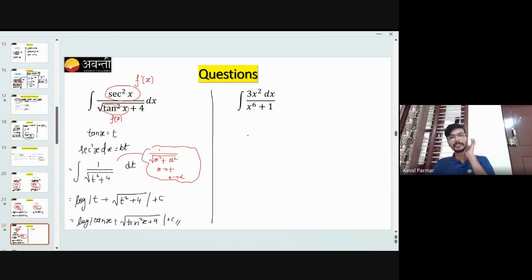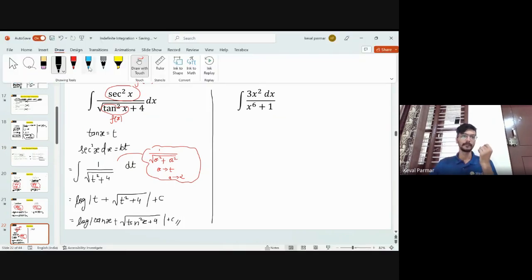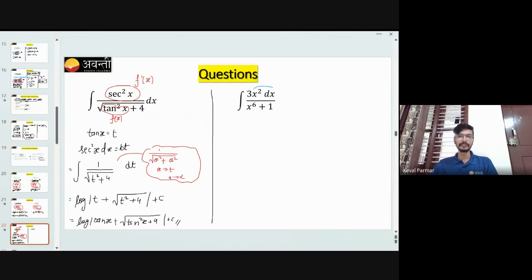Here, this is also a similar case. Now, see, x square we have, right? So suppose I say x square dx. This is x square dx. So suppose if I put x cube equals to t, that means I will get 3x squared dx.